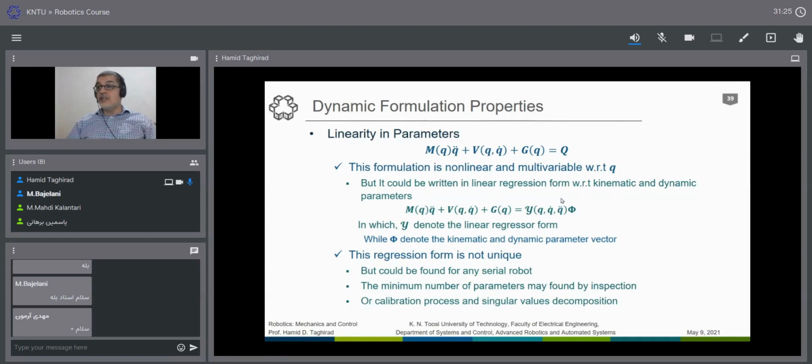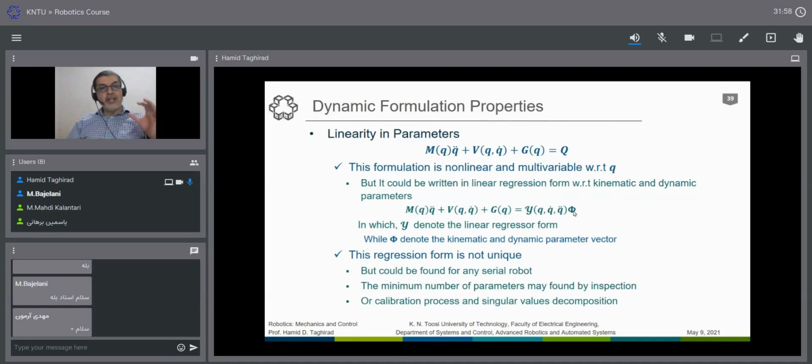Of course, this is not a unique representation. We can have different sets of parameters, changing the parameter state. We have different types of Y, but it can be shown that it can definitely be found for any serial manipulator. This Y can be found, and also the phi could be a very large number. Let me talk about it in a bit more detail here.